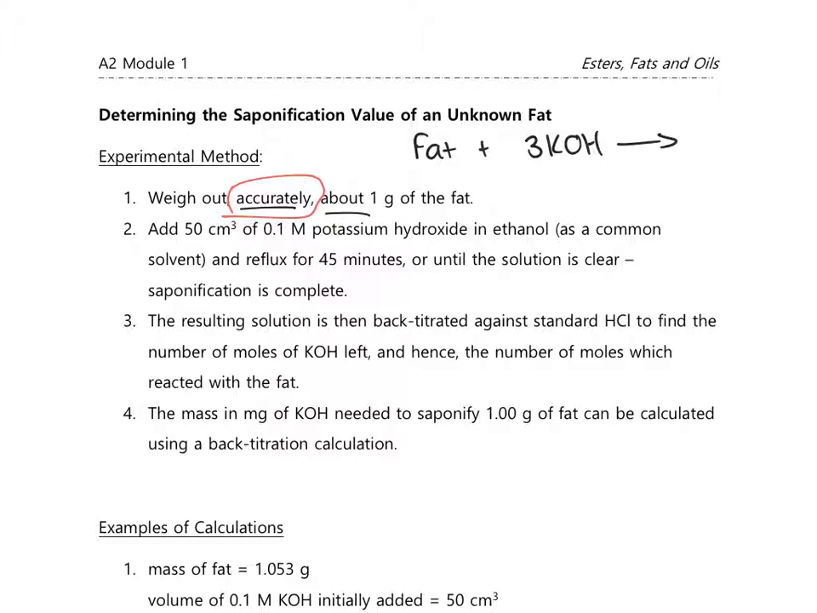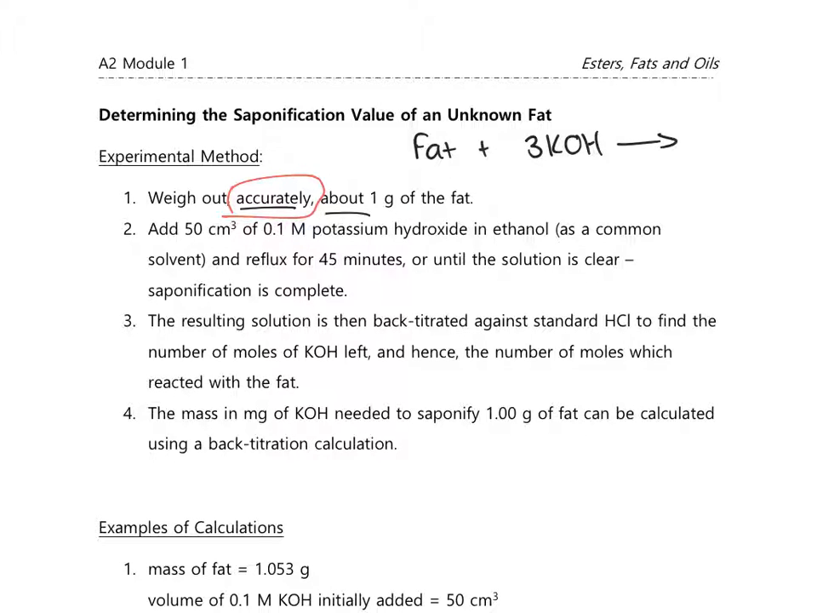So it means you need around about 1 gram, so 1.02, 1.05, whatever, but I need to know exactly how much I've weighed out. So it just means record what you've weighed out. It's around about 1 gram, but as long as I know exactly how much I have, to however many decimal places my balance allows me. You need to know how much, otherwise I can't do my calculation if I don't know exactly how much fat I have. Okay, cool.